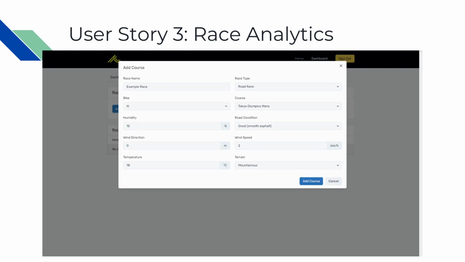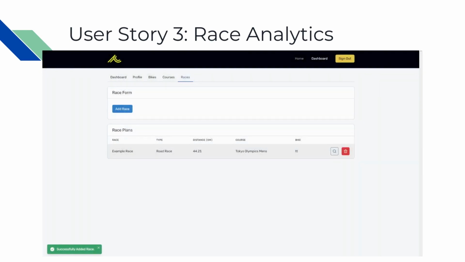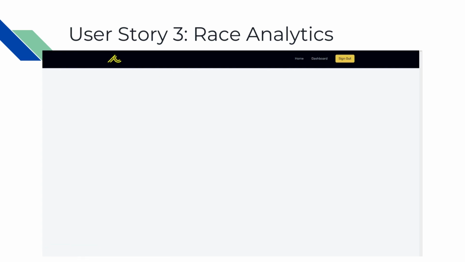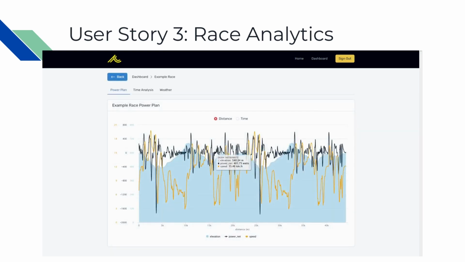Once we've done this, we can click Add Course. This will generate the course and allow us to view the visualized data. We can then click the View button to load the course, and then we can see our RacePower plan. Here the RacePower plan plots the elevation, the power, and the speed at different points along the course.